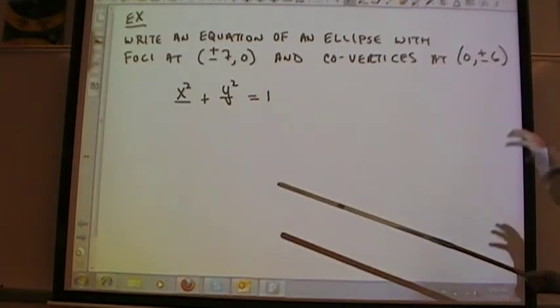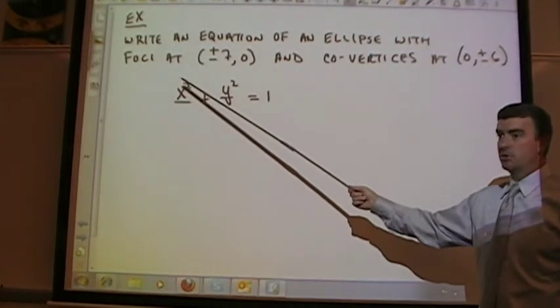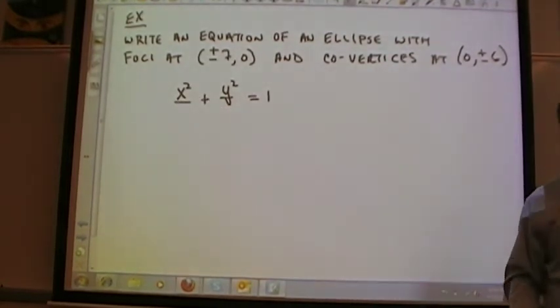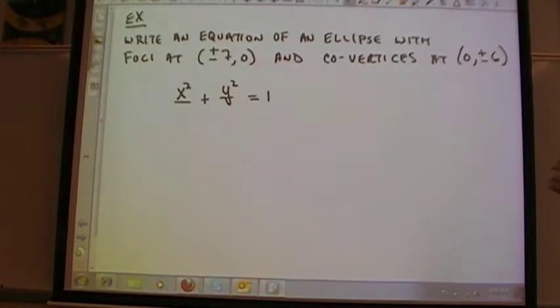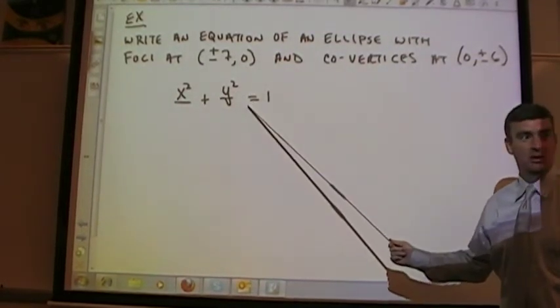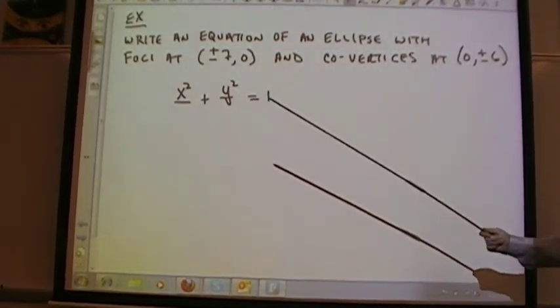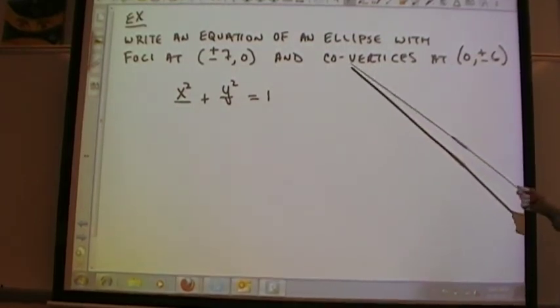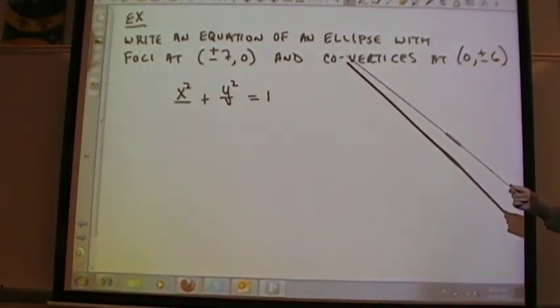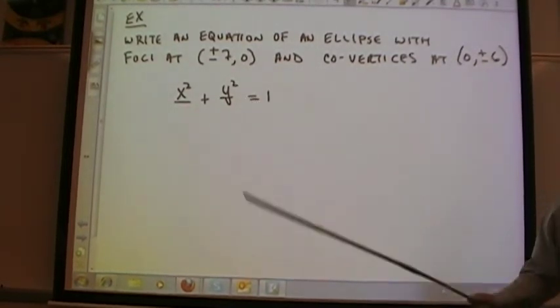But look, all I need right now, I'm looking for an equation of an ellipse. So I know an ellipse is always in the form of x squared over something plus y squared over something equals 1. You should be able to look at this right here and tell me one of these somethings. 36. Where does 36 go, under x? No, 36 goes under y, because the co-vertices were at 0 plus minus 6. The 6 is in the y spot of the co-vertex, so you just put a 36 under the y.